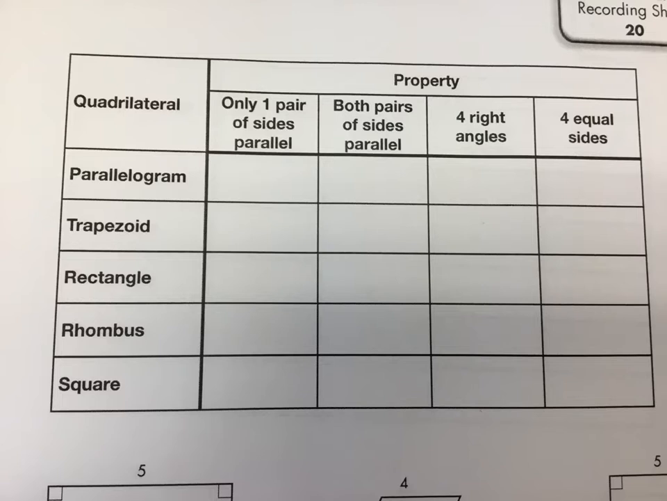Okay, our first one that we're going to mark here, a parallelogram. The first thing says only one pair of parallel sides. Well, a parallelogram has both sets of sides parallel. Parallelograms will not always have 4 right angles, and they don't have to have 4 equal sides. So the only one we get to mark in this one is both pairs of sides are parallel.